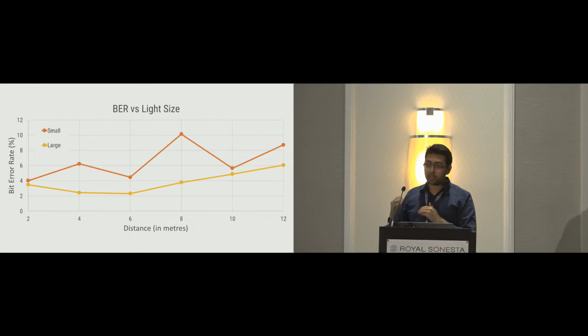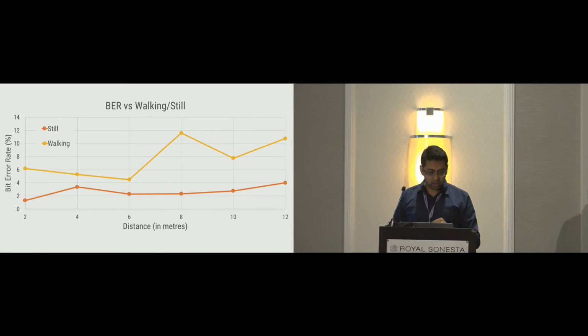Also, when we see the performance across light sizes, we see that bigger light anchors can be detected from a further distance, and this is due to the lower SNR ratio. We also found that the performance is better when the person is still rather than walking, because there is motion blur when the person is walking.